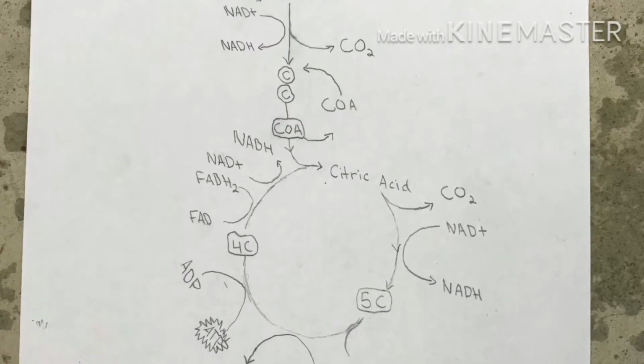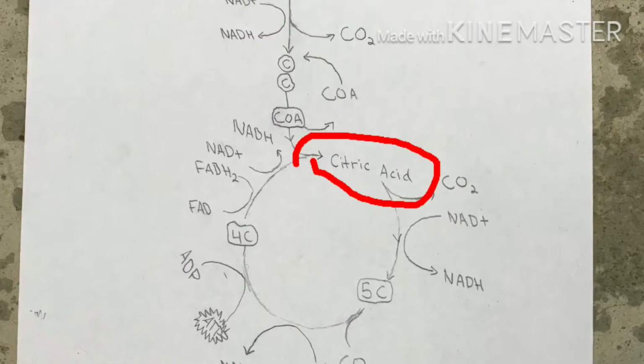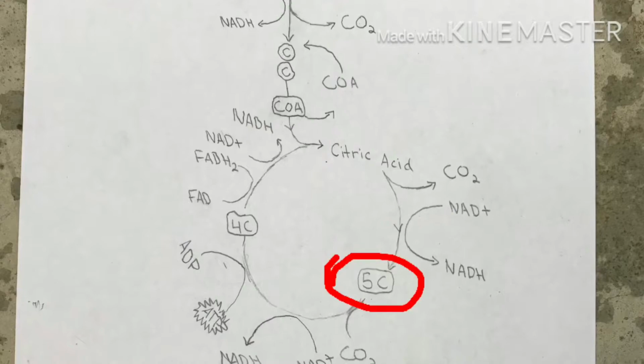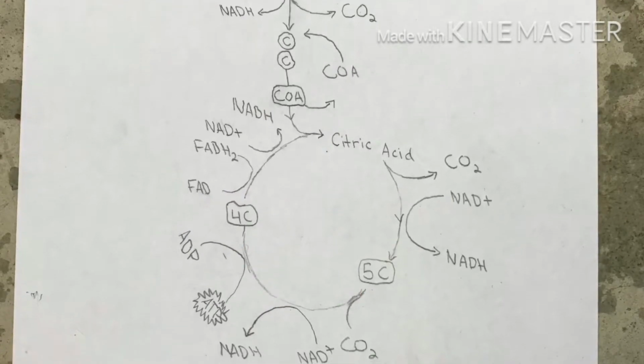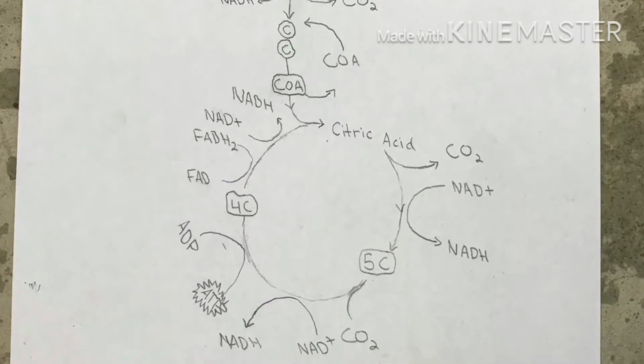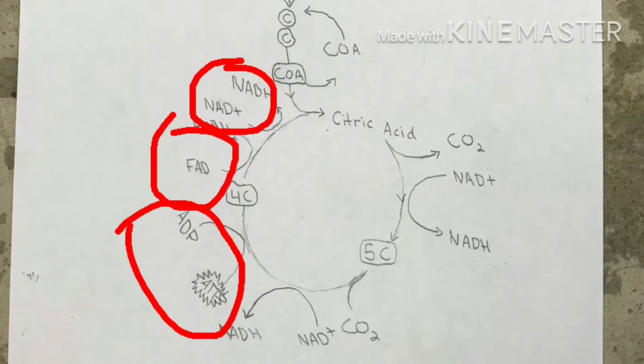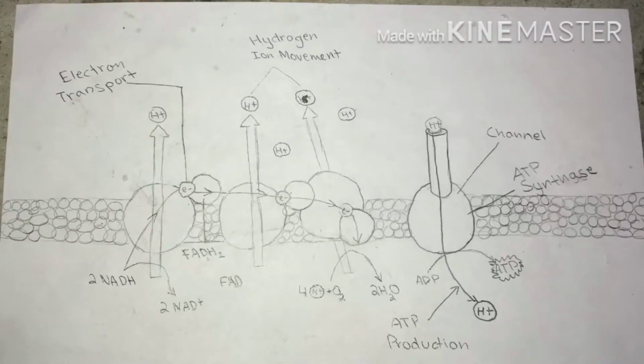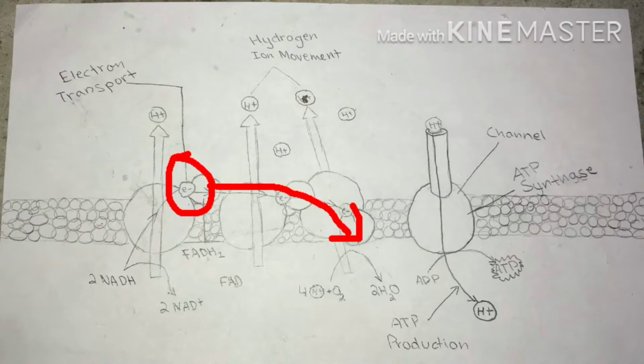Acetyl-CoA then adds a 2-carbon acyl group to a 4-carbon compound, forming citric acid. Citric acid is broken down into a 5-carbon compound, and then into a 4-carbon compound. Along the way, 2 more molecules of CO2 are released, and electrons join NAD plus and FAD, forming NADH and FADH2. In addition, 1 molecule of ATP is generated. High-energy electrons from NADH and FADH2 are passed along the electron transport chain.